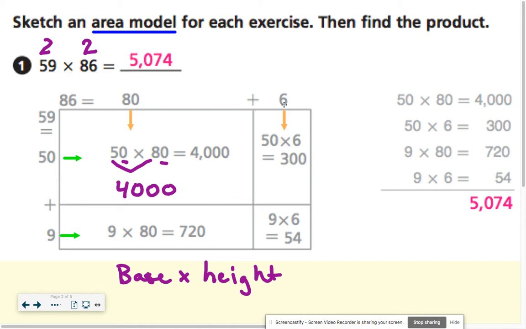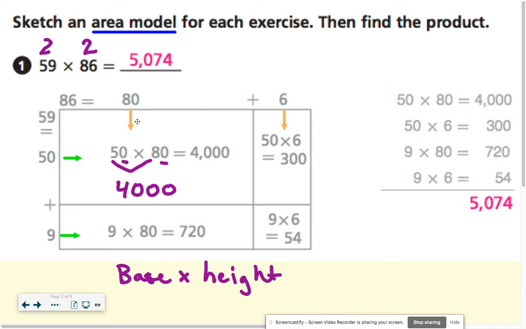The next box over here, the 6 is easy to see. That's a top bottom number. But then we have to follow all the way over to see our side number. Our side number is 50. So we're going to do 50 times 6. 5 times 6 is 30, and we had one more zero. So we get 300.